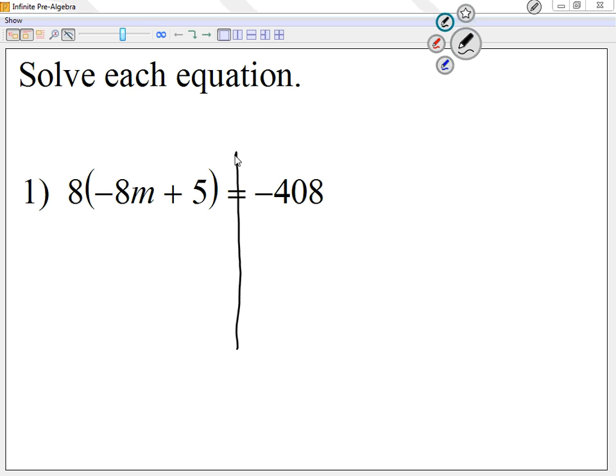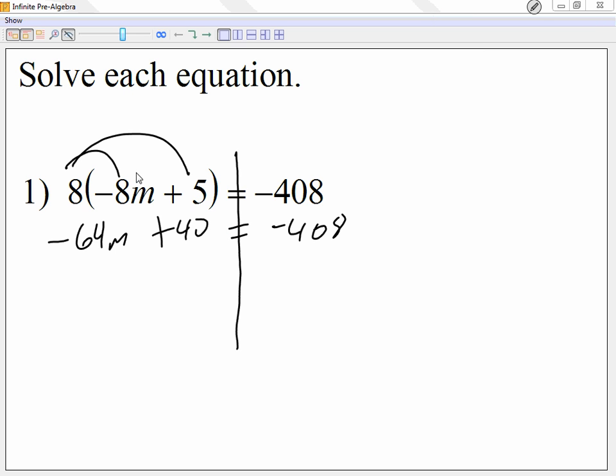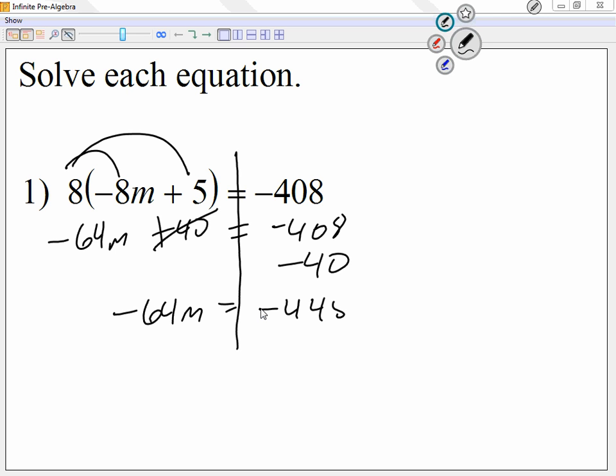Now, another thing we have to get rid of is parentheses. I see parentheses, so let me multiply the 8 on the outside to my terms on the inside. So I'm going to have negative 64m plus 40 is equal to negative 408. All I did was get rid of parentheses. Now where I see the letter is, the plus 40 has nothing to do with it. So I'm going to bring it to the other side as a negative 40. So I have negative 64m is equal to negative 448.